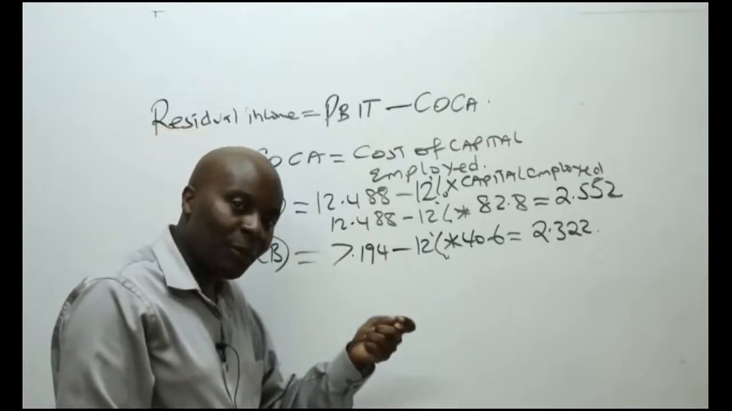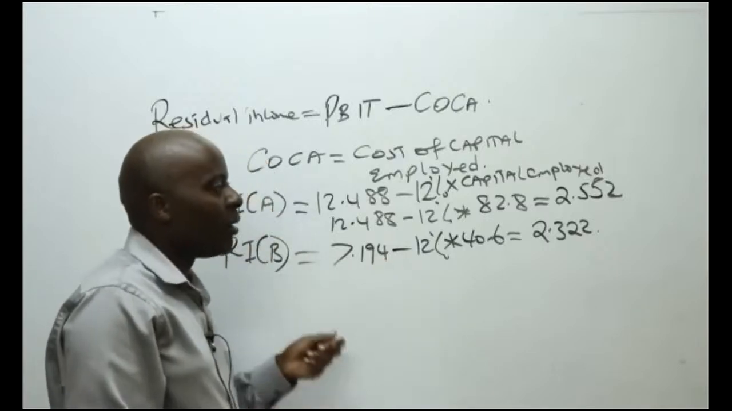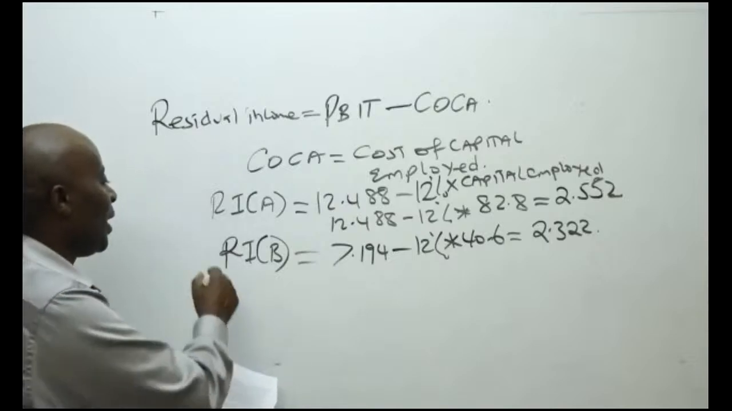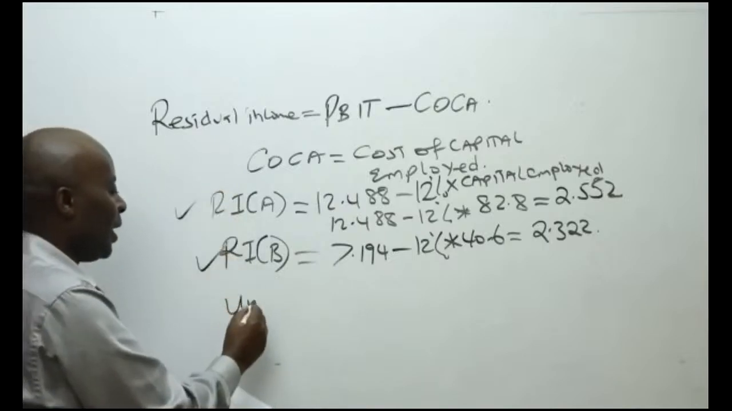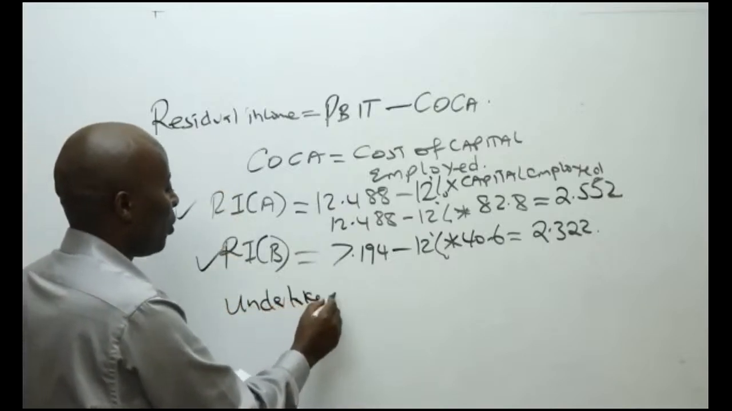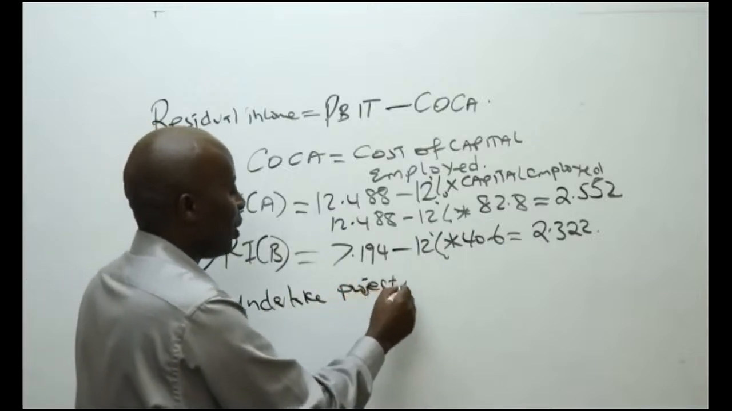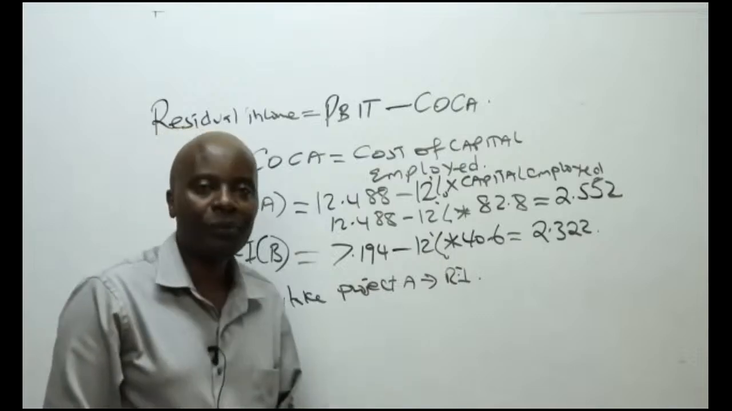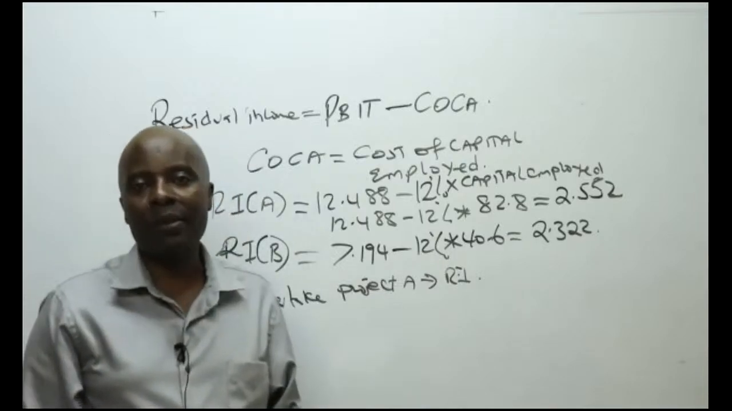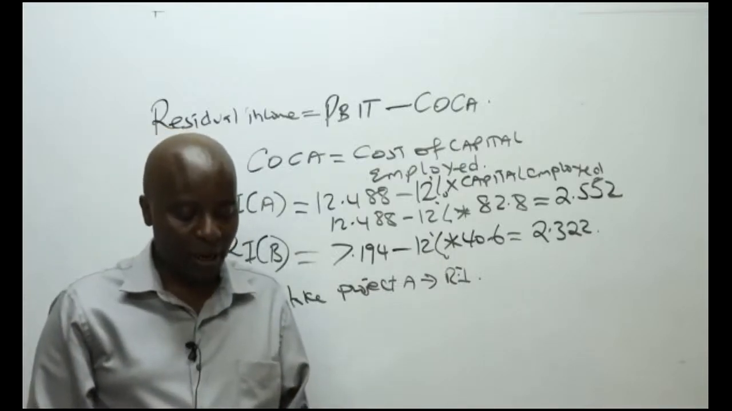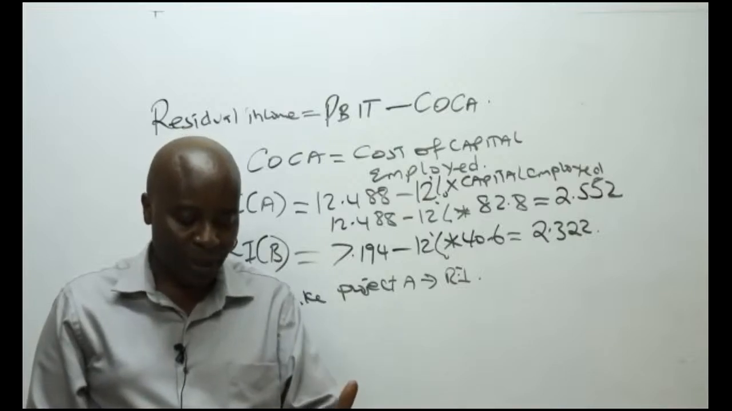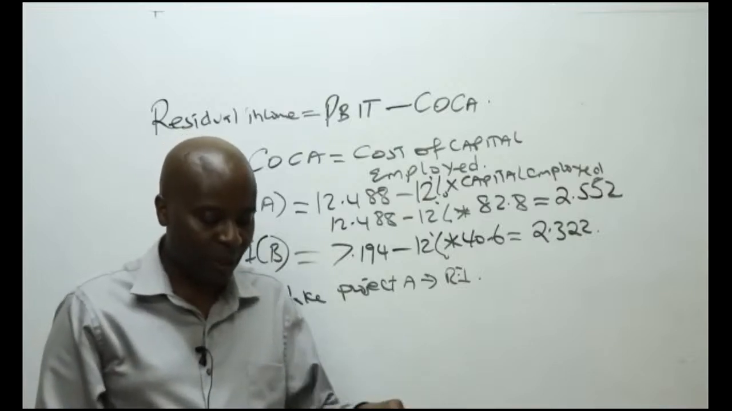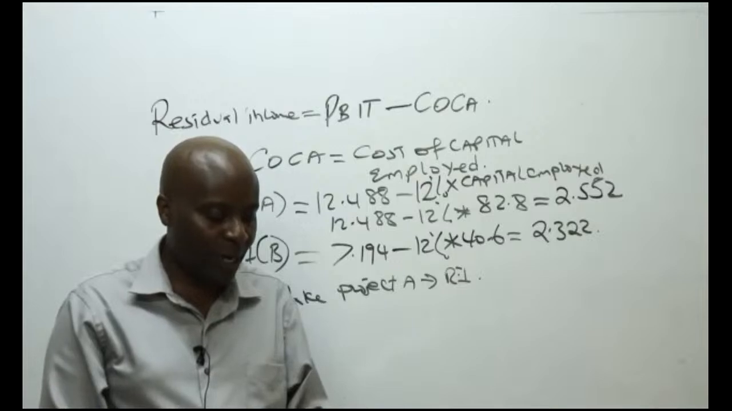If there is capital limitation, then we undertake project what here? Project A. We undertake project A on the basis of residual what here? Income. On the basis of residual income, undertake project what here? Project A. So let us repeat the same concept, ladies and gentlemen, using question number 5.